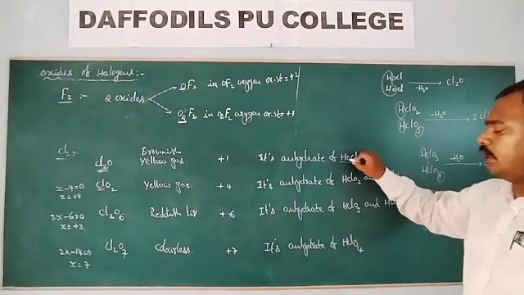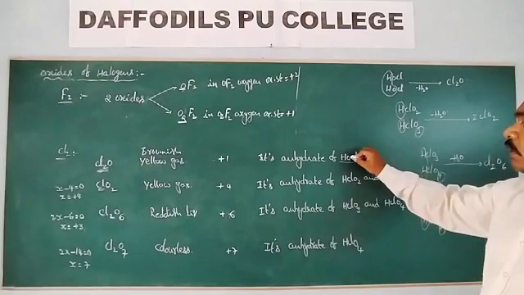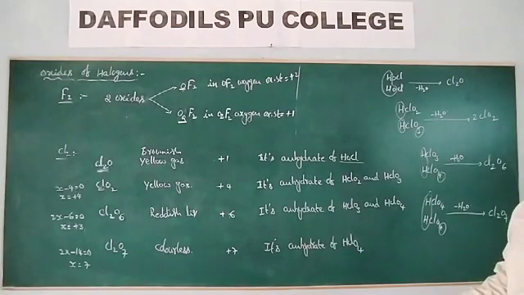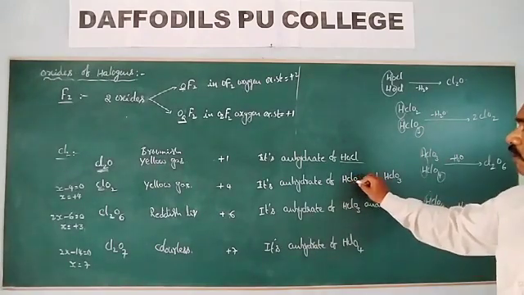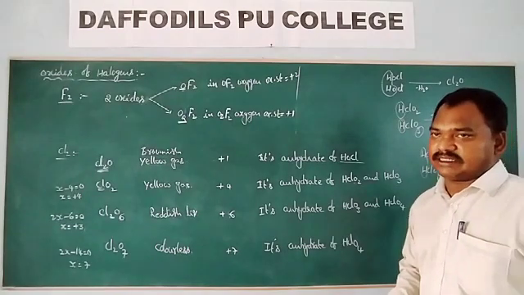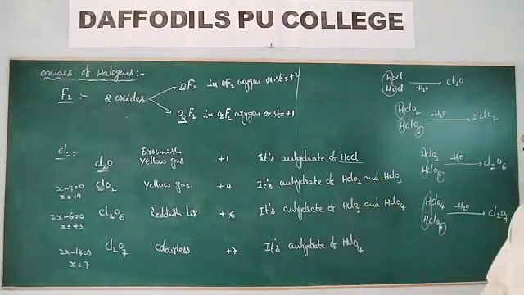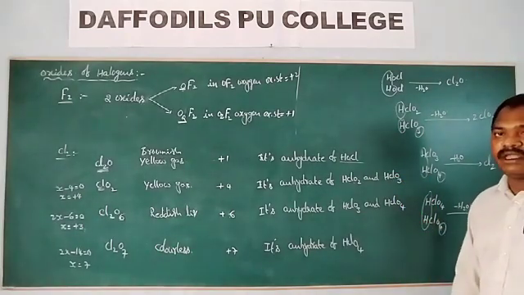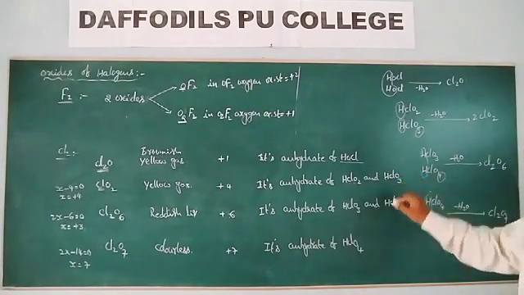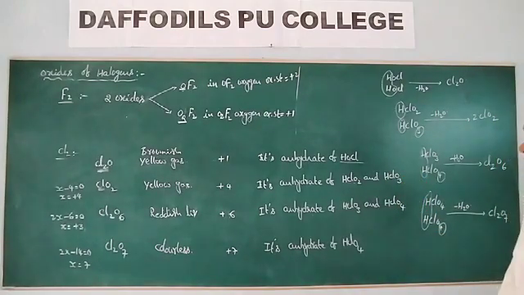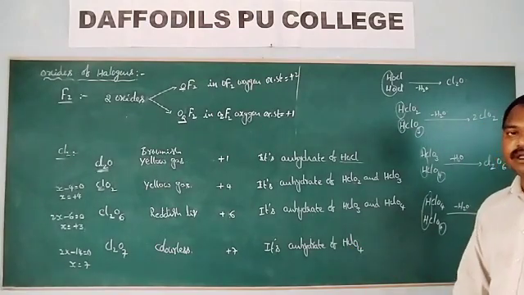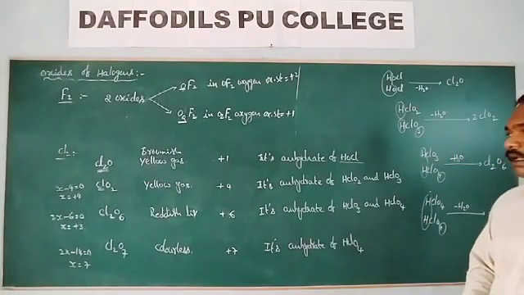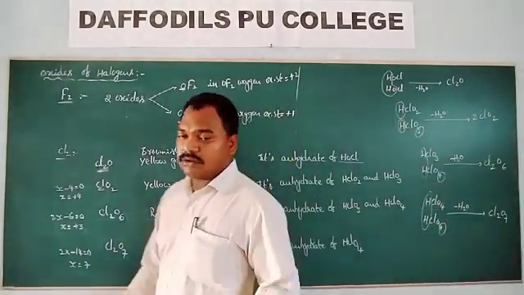So, okay, I will tell you the names of these things. HOCl is known as hypochlorous acid. HClO2 is known as chlorous acid. HClO3 is known as chloric acid. HClO4 is known as perchloric acid. These are the names. If you don't know, follow those things.